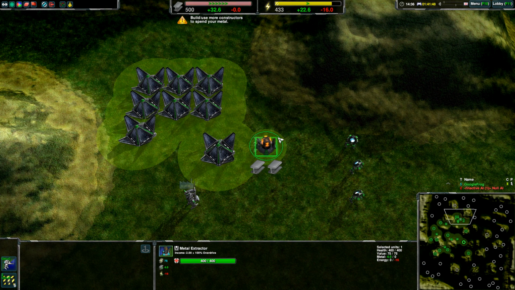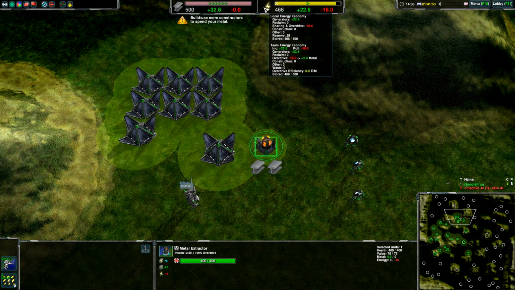In a team game, all of the little bits of excess energy from the entire team are collated together and then put into the overdrive system as a whole, and then the metal that comes out is redistributed because that makes the most efficient system.